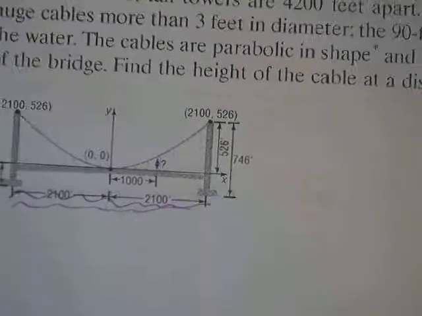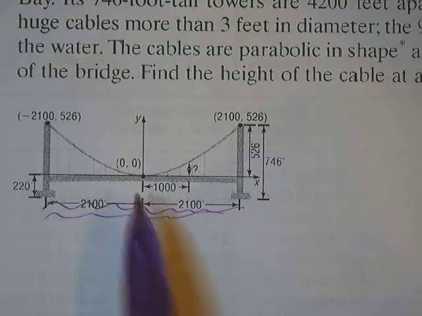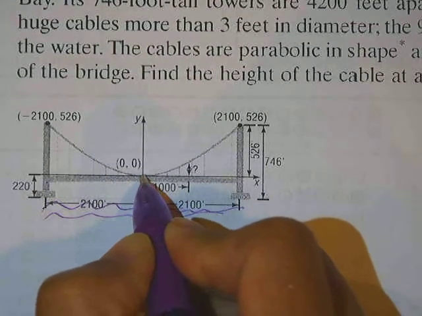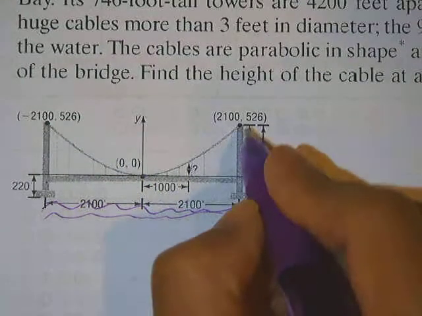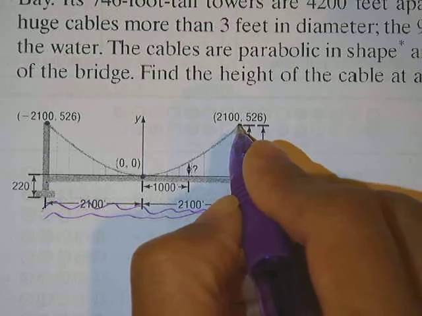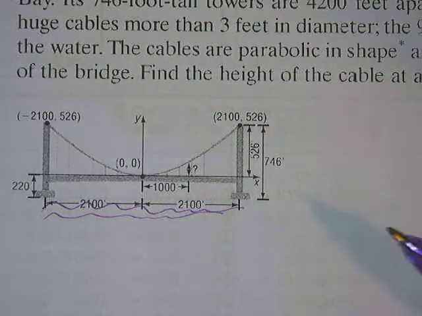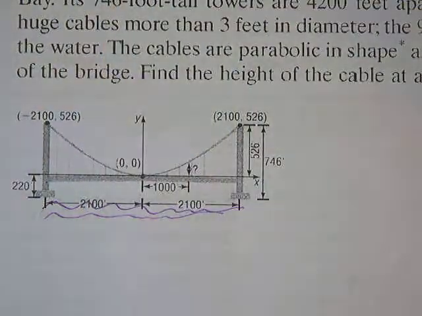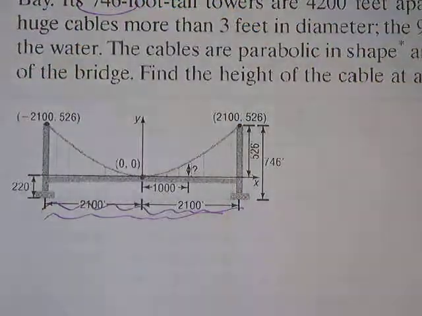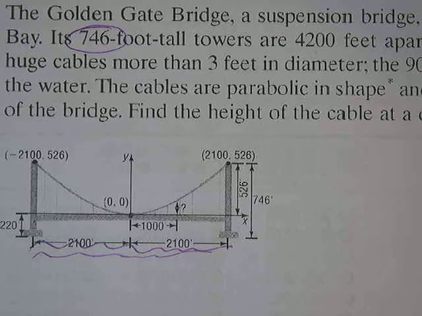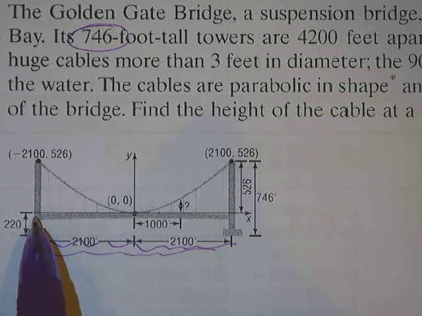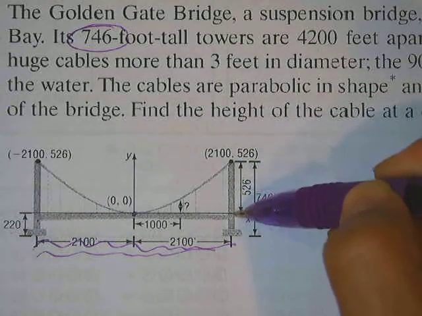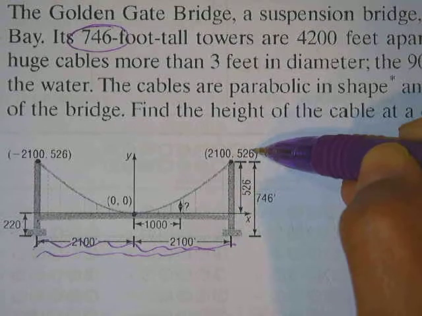So half of that is 2,100 feet. And the cable touches the bridge right in the middle, which is (0, 0). So we have another point here at (2,100, 556). And the reason it's 556 is because the two towers are 746 feet tall, but you have to take away the 220 feet that is below the bridge. So now this height from the road to the top of the tower is 526 feet.